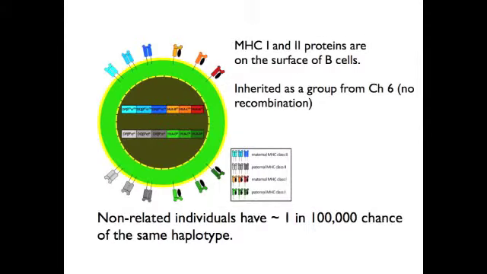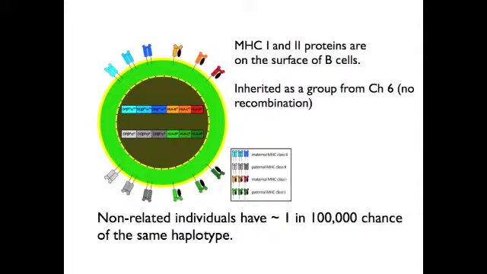This image is showing a B cell with both MHC1 and MHC2 proteins on its surface. They are inherited as a group from chromosome 6 and are variable because of the many different alleles for these genes. Each MHC molecule has 2 subunits, each of which is coded for by a gene. These genes are inherited as a group, so each individual has a haplotype defined by their parents' haplotypes. Your haplotype is a set of 6 paired subunit genes that you inherited from your parents.